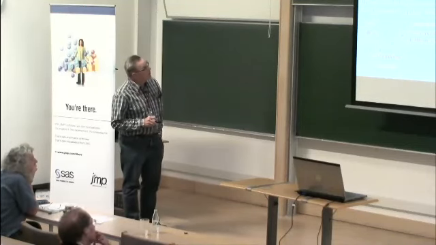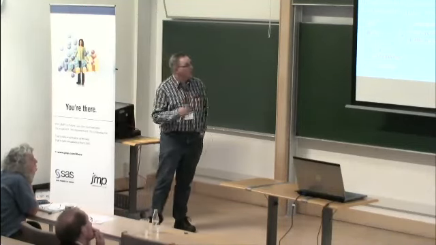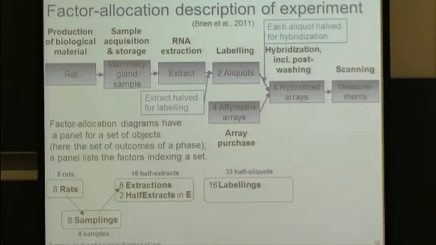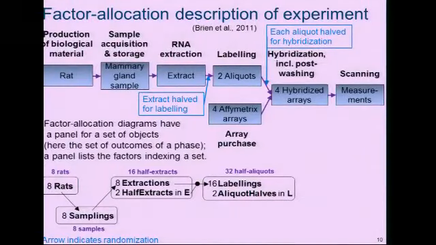On to the labelling phase, I'm going to have to do 16 labellings, and this time I'm going to take the 2 half extracts from each of the 8 extractions, the combinations of those 2 factors, and label them to the 16 labellings. Then I divide the outcome of that into 2 half aliquots in each of the labellings, producing 32 half aliquots. I'm going to want to end up with 32 hybridised arrays, as I say over here, and I'm going to have to do 32 hybridisations. So I'm going to randomise the order of the aliquot halves to those 32 hybridisations, another completely randomised design.